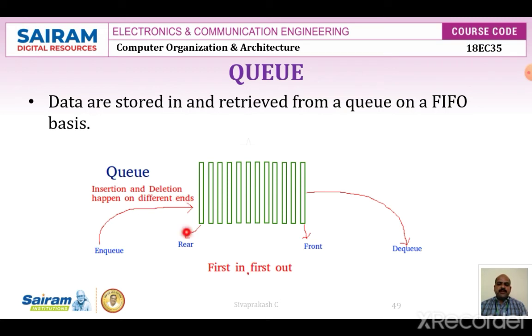This is nothing but the rear end. So here it's going to enter, and from the front end it's going to come out. That is going to be called DQ. So insertion and deletion happen on different ends in this particular queue. This is going to be called a queue operation. So data are stored and retrieved from a queue on the basis of first in first out. Okay, this is an operation of a queue.